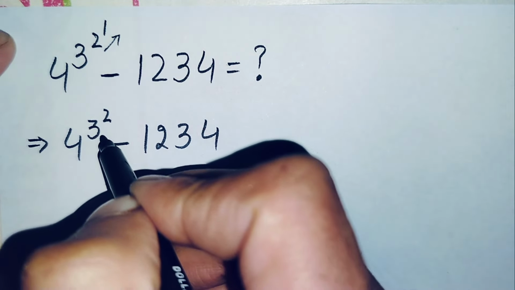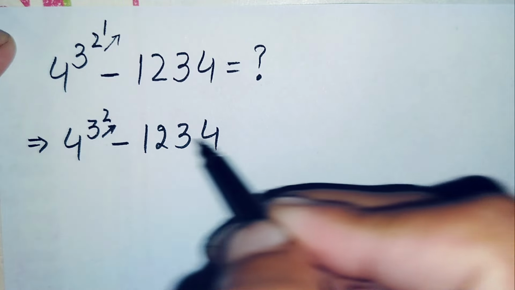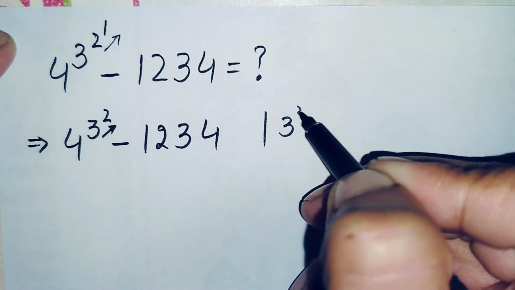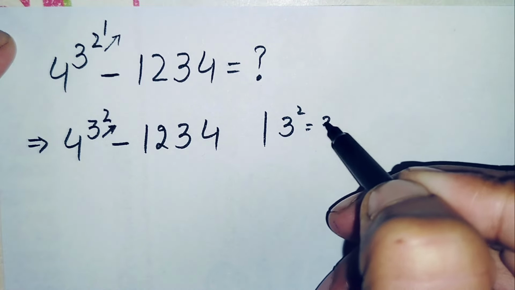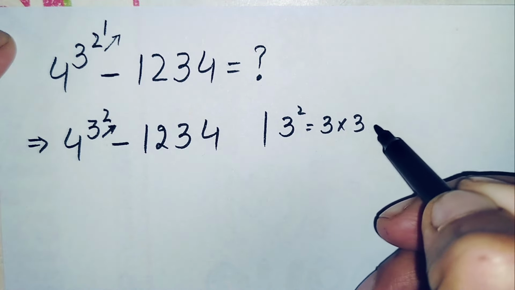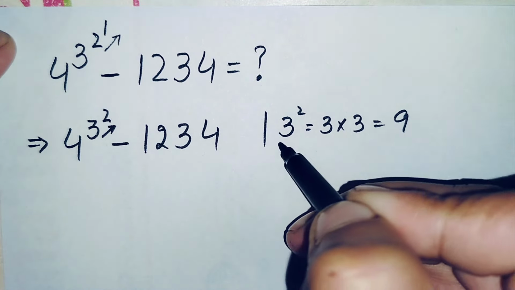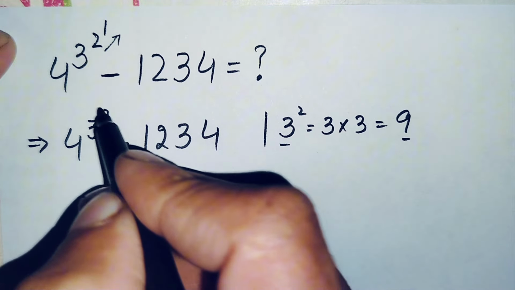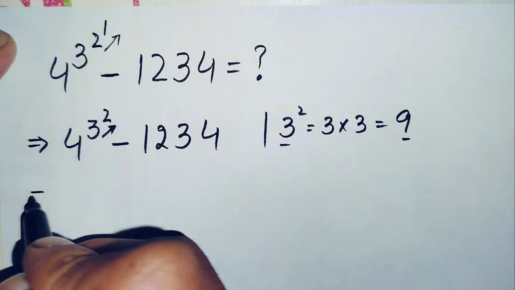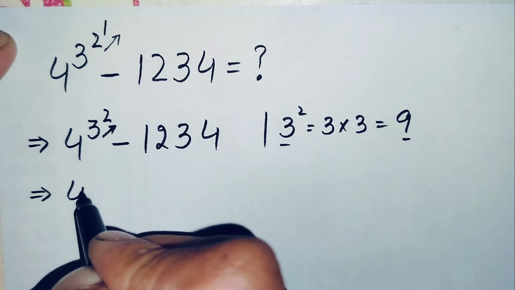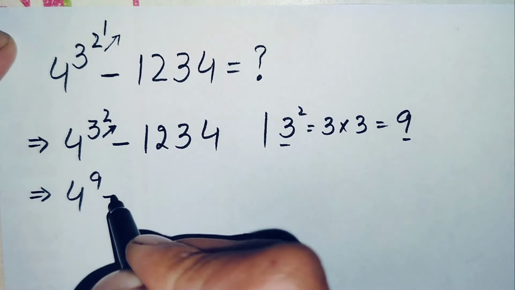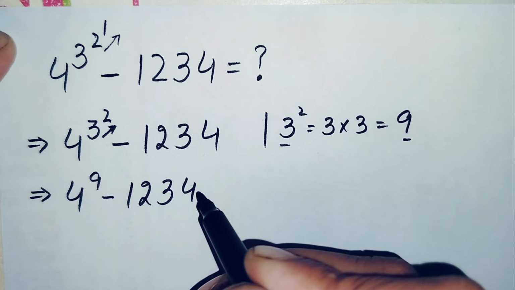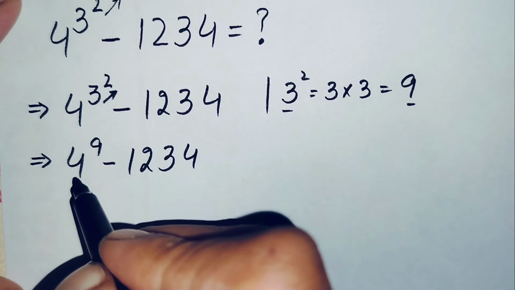Now what we'll do here? Here we will try to find out the value of 3 raised to power 2. 3 raised to power 2 means we need to multiply this 3 two times. So 3 times 3 is 9. So the value of 3 raised to power 2, or 3 square, is 9. So here we replace this power with 9. So this will become 4 raised to power 9, minus 1234.